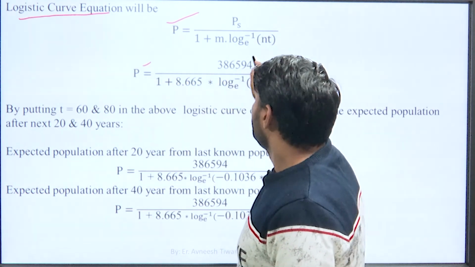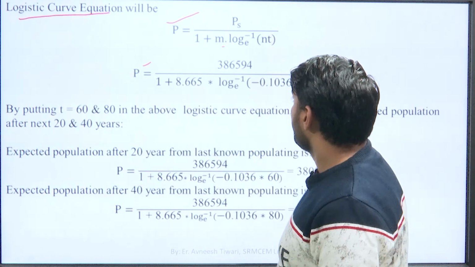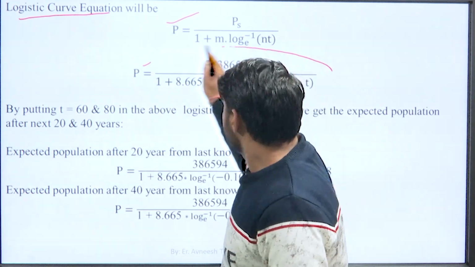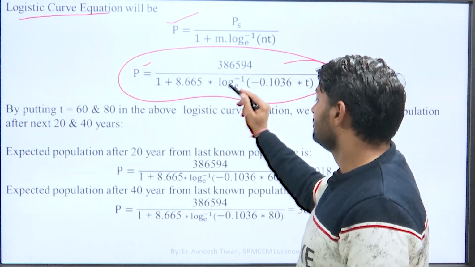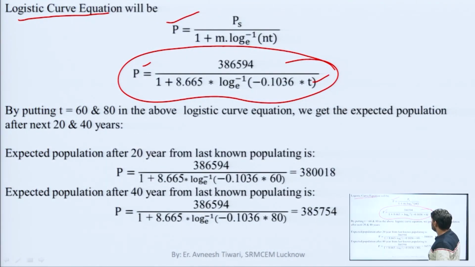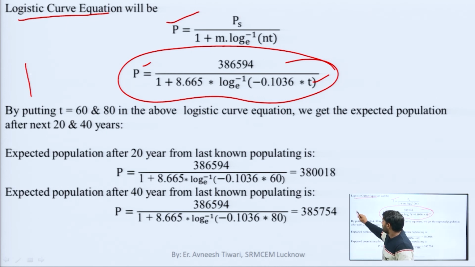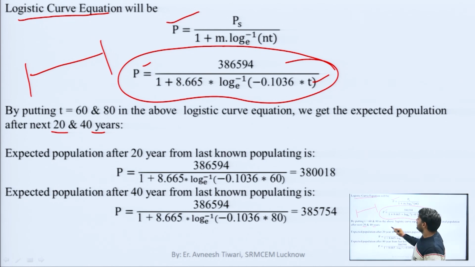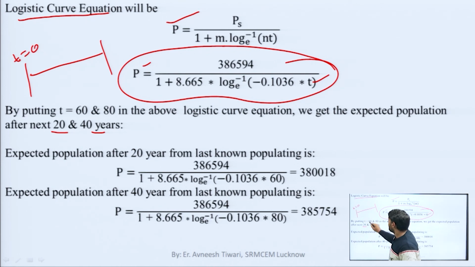So P will be what? ps divided by 1 plus m into log inverse of nt. So this is the logistic curve equation. Here the value which we need is t. T is the time at which we have to calculate the population, and it should be the time period from the beginning. If we are calculating population after the next 20 and 40 years, then t does not mean 20 or 40 years. That should be calculated from t equals 0. So what will be the value of t? T will be 40 plus 20 means 60, and t will be 40 plus 40 means 80.